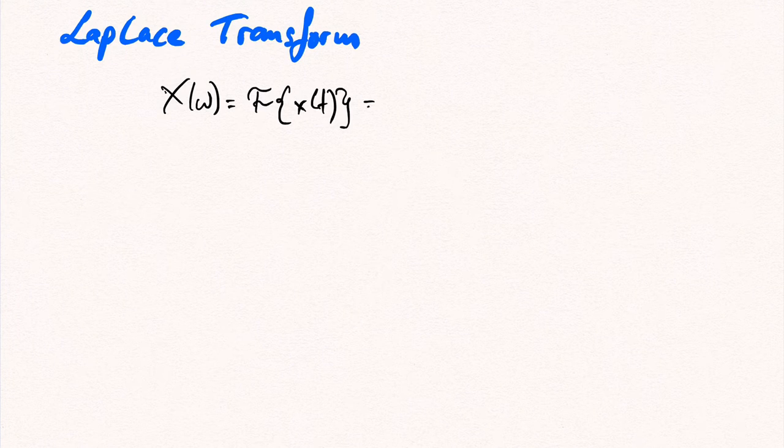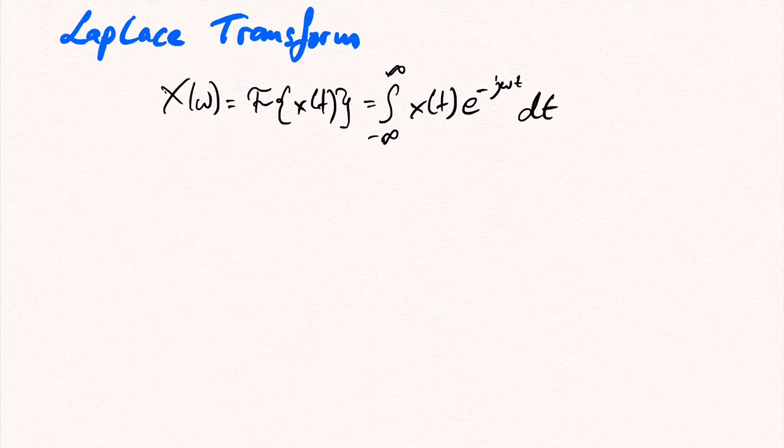The Laplace transform is yet another very powerful tool to analyze LTIC systems. To understand why we need it, let's go back to the definition of the Fourier transform, X of omega, which is the Fourier transform of a signal x of t. It's given by the integral between minus infinity and infinity of the signal in the time domain x of t times e to the minus j omega t dt.